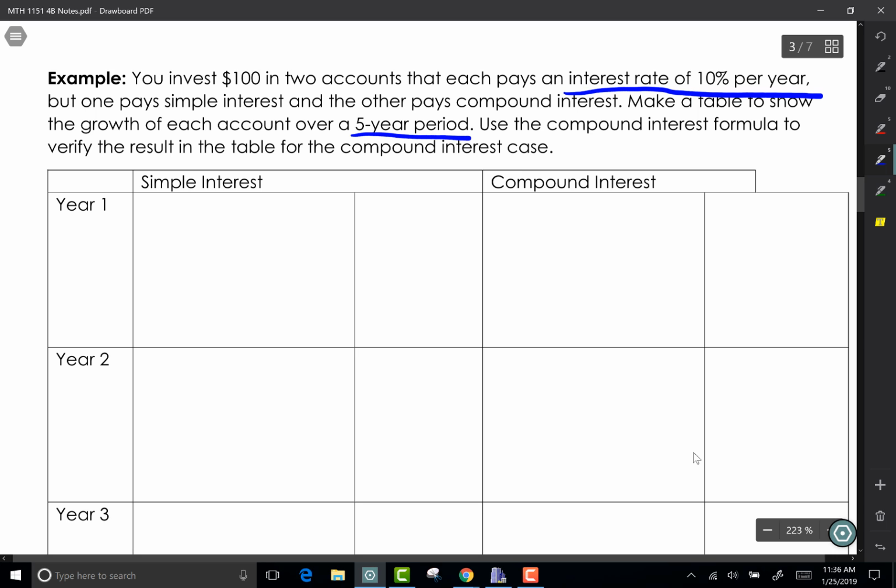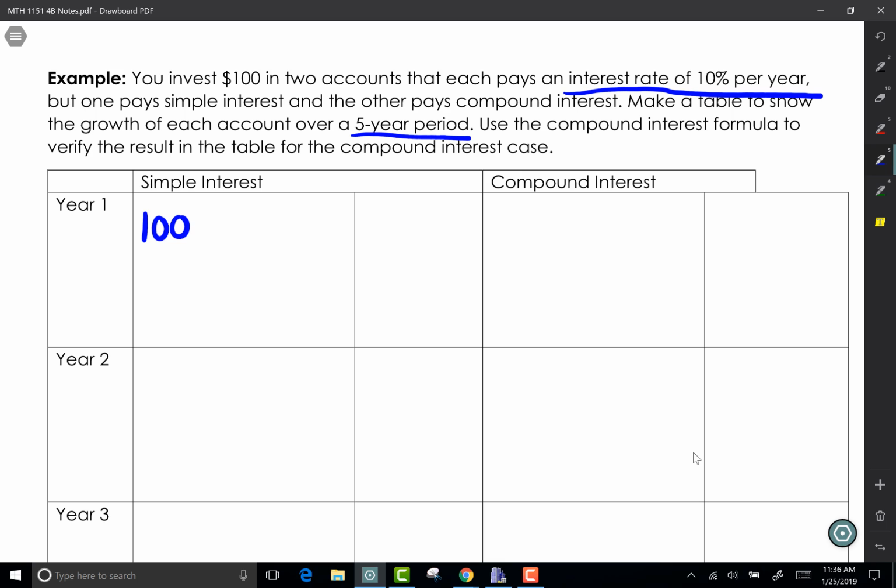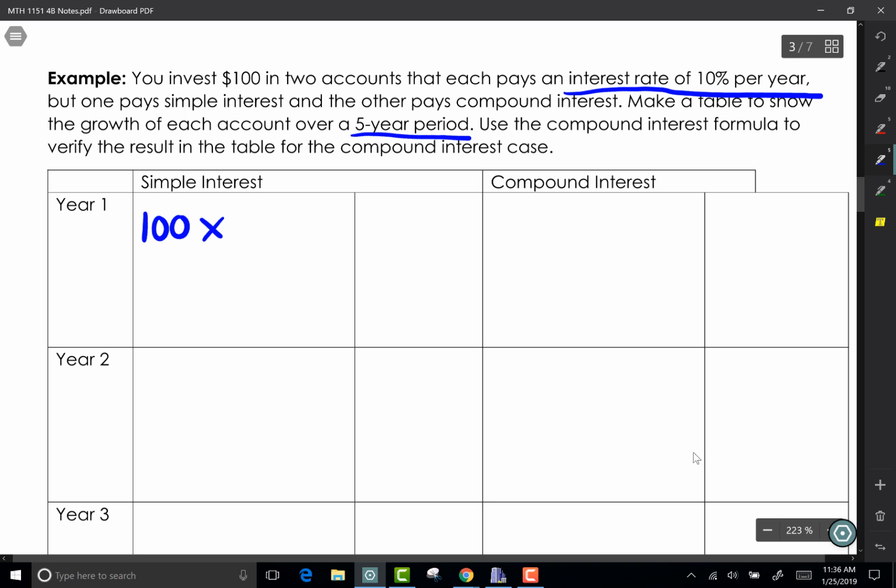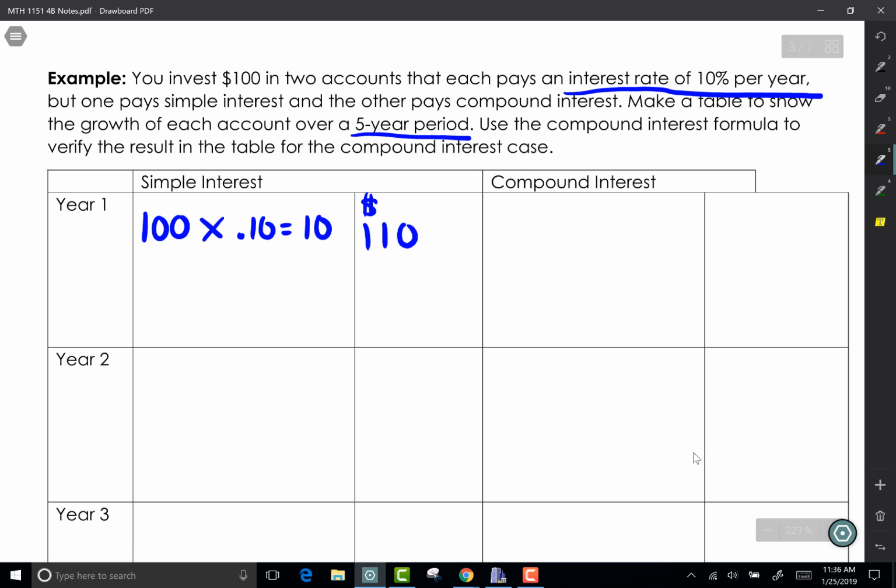Okay, so we're going to start with the simple interest. If I have 100, I'm starting with, and I want to find 10% interest, I want to take 10% of 100, so that means 100 times 0.10. That's going to give me $10. So my balance is now going to be $110 because I started with 100. I made $10 in interest.